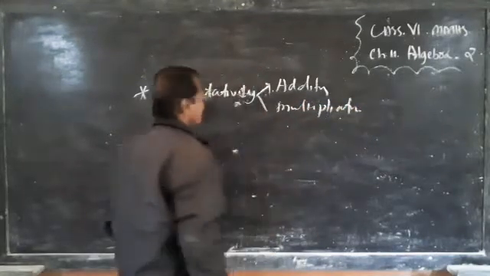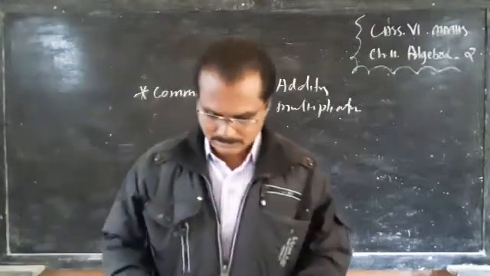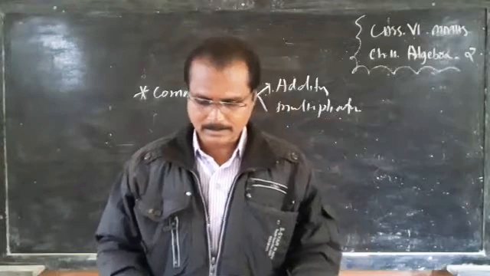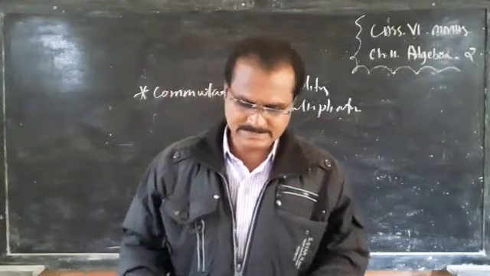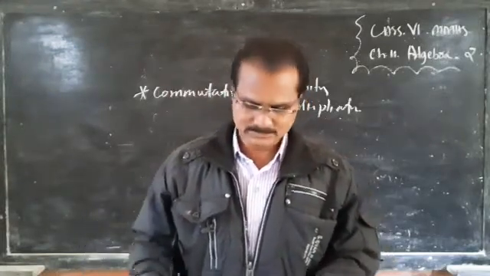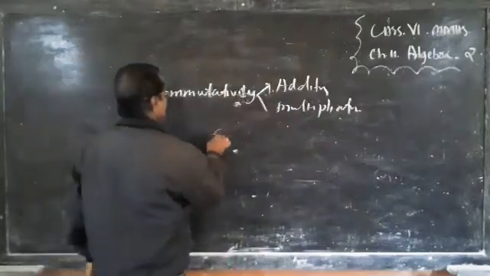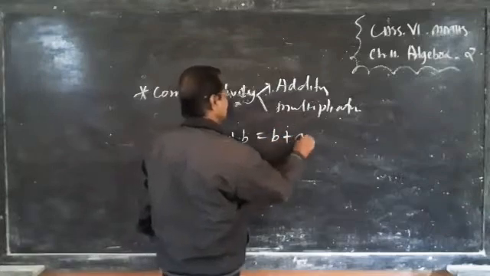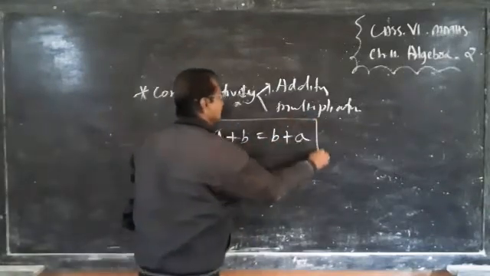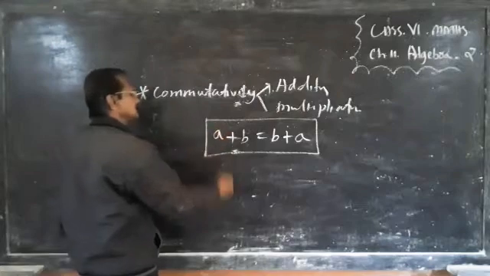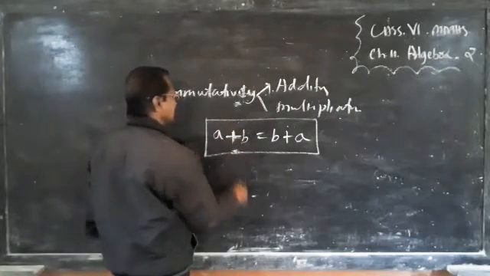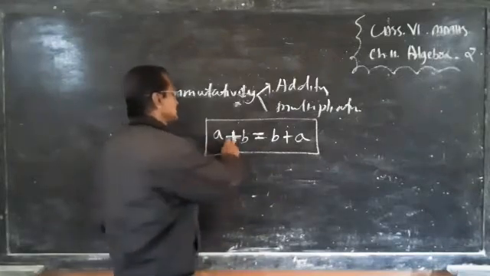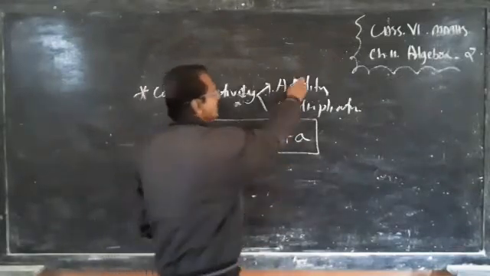What is commutativity of addition? Page number 229. What is commutative? Commuting means interchanging. a plus b equal to b plus a. This is commutative. Interchanging the numbers. If two numbers are there, then interchange in addition or multiplication.